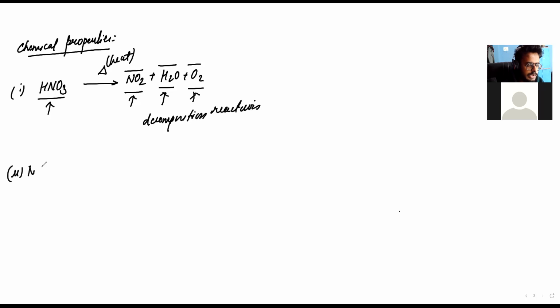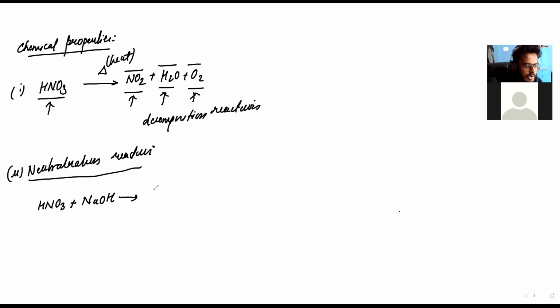Number two, second reaction is neutralization reaction. In a neutralization reaction, an acid and a base react. So this is my acid, this is my base. I get salt and water, NaNO3 plus water.